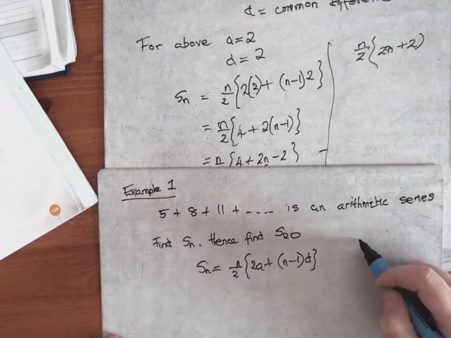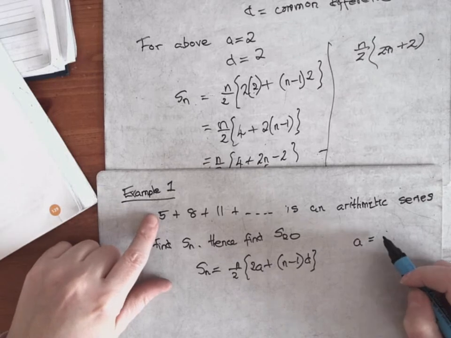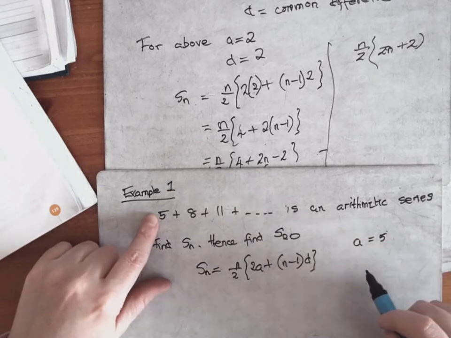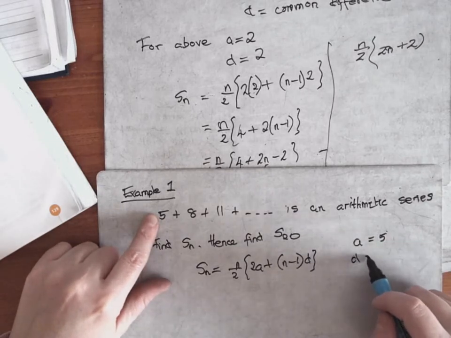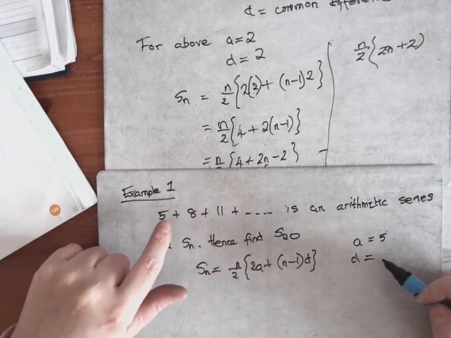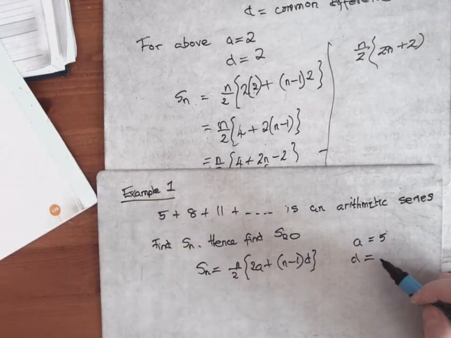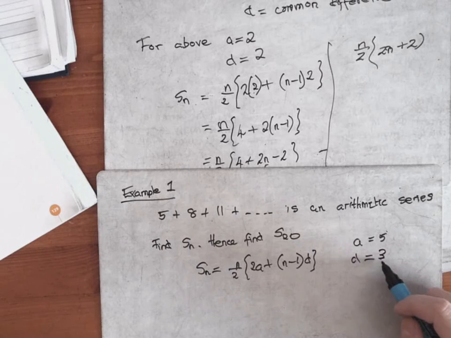Remember, a is the first term, so a is 5. D is what you're adding on every time. So I'm adding on 5 to 8, 8 to 11. So I'm adding on a 3.